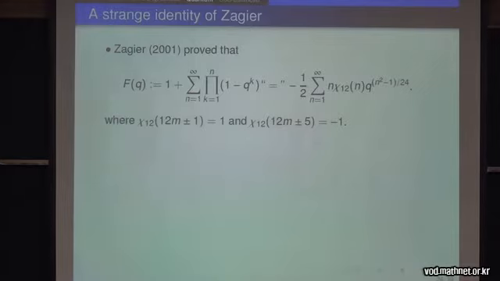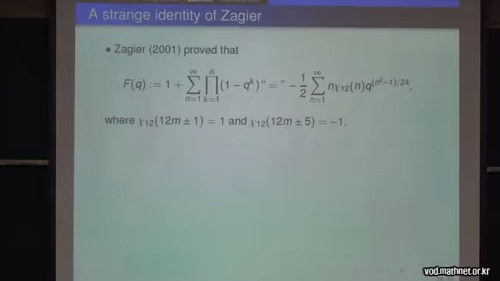So again, the story begins with Zagier. In 2001, Zagier studied some topological invariant, which we call Vassiliev invariant, which is a kind of knot invariant. During studying this knot invariant, he proved a strange identity. Here f of q is defined by an infinite sum of products, and the other side is something similar which looks like a false theta function or partial theta function.